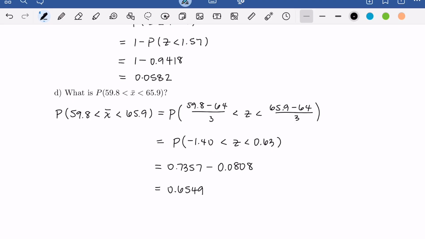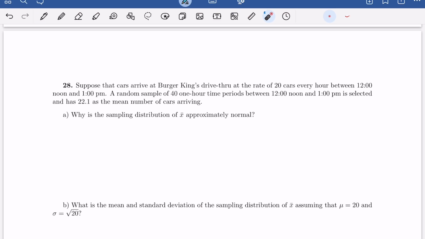So for question 28 of section 8.1, suppose that cars arrive at Burger King's drive-thru at the rate of 20 cars every hour between noon and 1 p.m. So a random sample of 40 1-hour time periods between noon and 1 p.m. is selected and has 22.1 as the mean number of cars arriving. So for part A, why is the sampling distribution of our sample mean approximately normal?